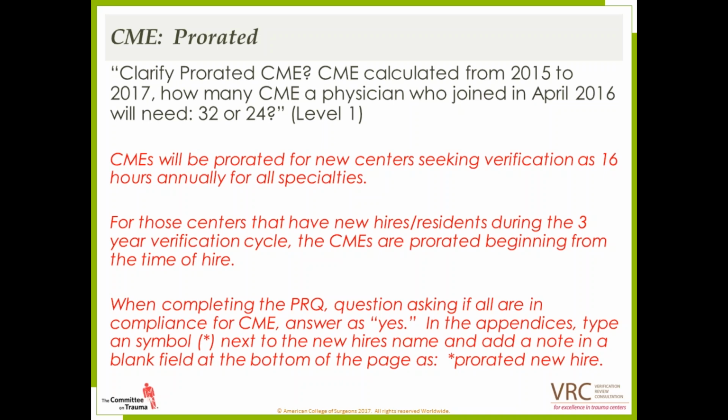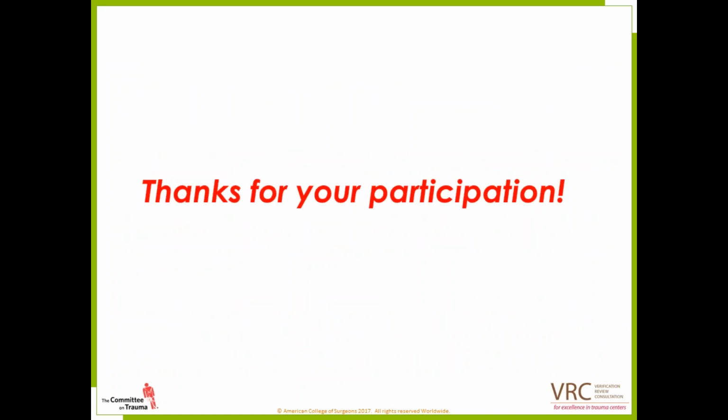a symbol or an asterisk next to the new hire's name or the new resident and add a note in the blank field at the bottom of the page. So there's a bunch of blank lines. You can enter something down at the bottom so reviewers know that they are short, but that it's not a deficiency, that they are prorated based on that they're a new hire. And for the person who submitted this, again, to calculate the hours, you would just base it on the time they started on your service.